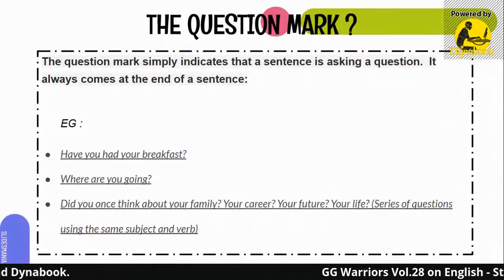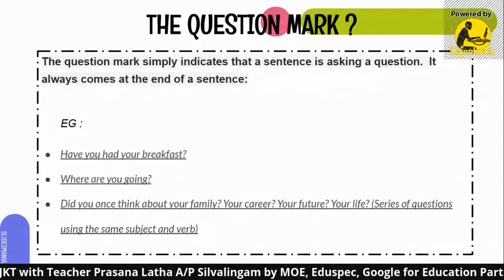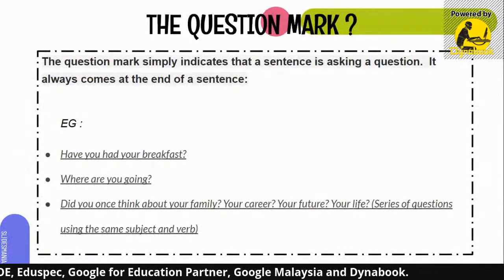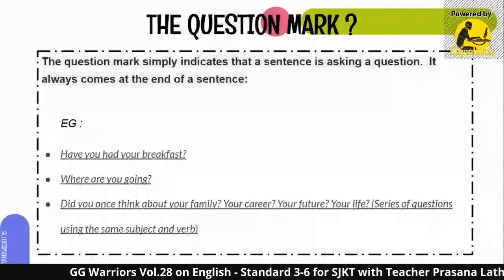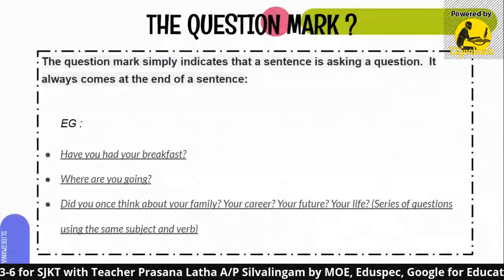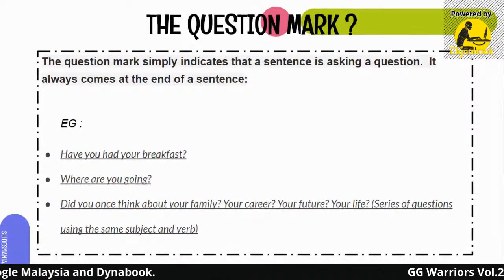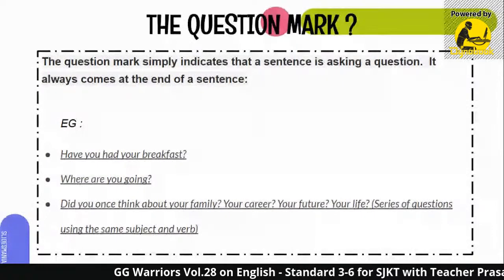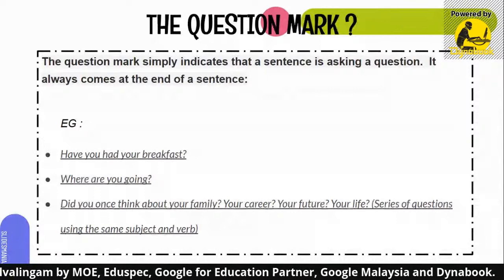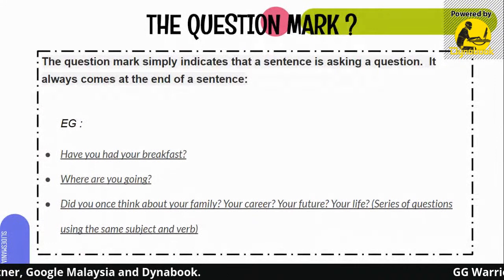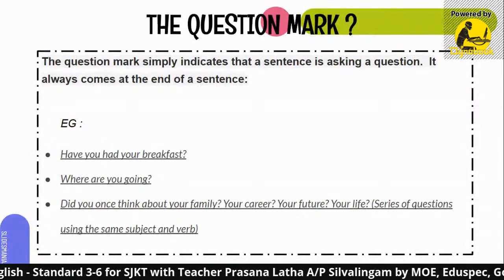Let's read the example that I have prepared for you. Example 1. Have you had your breakfast? Where are you going? Did you once think about your family, your career, your future, your life? We can also use question marks for a series of questions using the same subject and verb. So in this example, it's talking about yourself. Someone is questioning you, could be about your action. They ask you, did you think once about your family, your career, your future, your life? So it's about questioning the same subject. So we just have a series of questions in the same sentence.